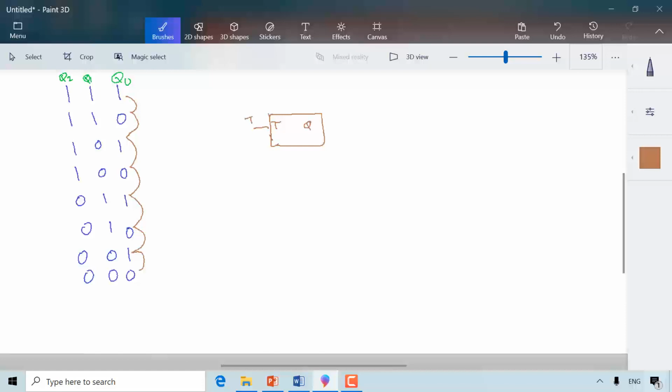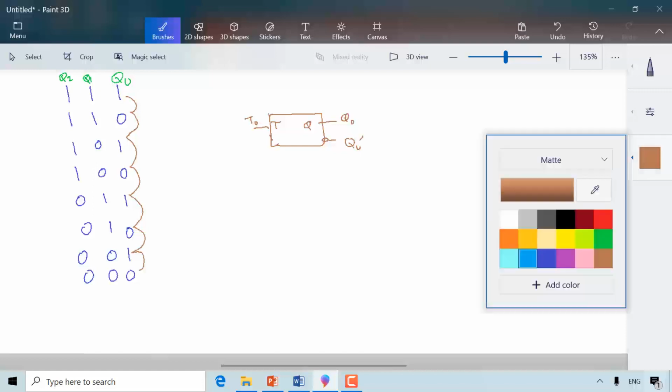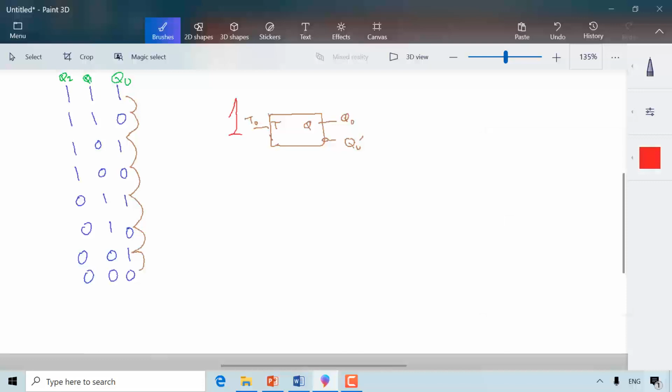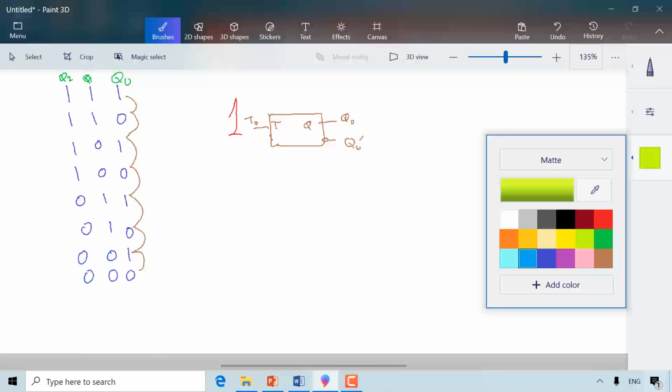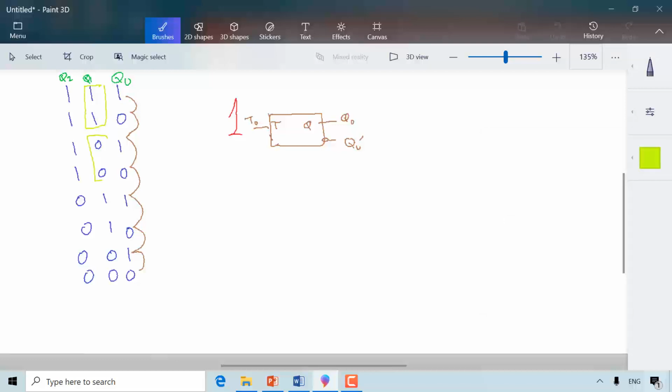Q, so this is T1, T0, this is Q0. Okay, this is Q0 prime. Okay, so the very first input here will be a 1 because it always inverts. Now let's take a look at Q1. You can see Q1: 1, 1, 1, 0, 0, 0, 1, 1, 1, 0, 0, 0. So when does the switch happen? When Q0 is 0, the switch happens. So Q1 flips whenever Q0 is 0.